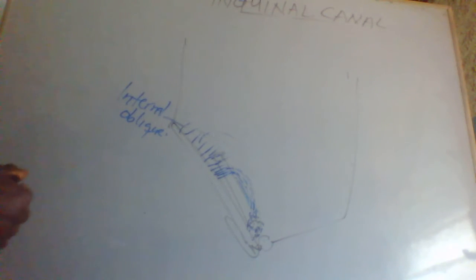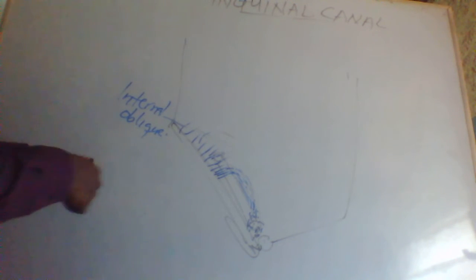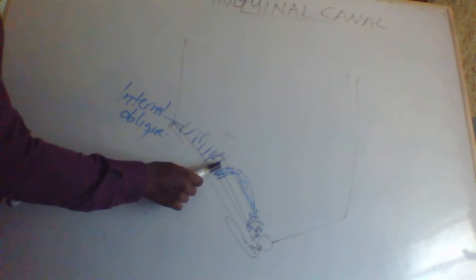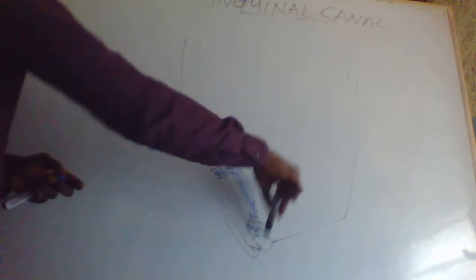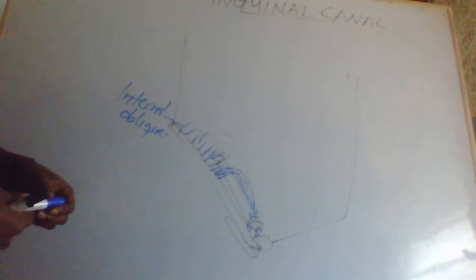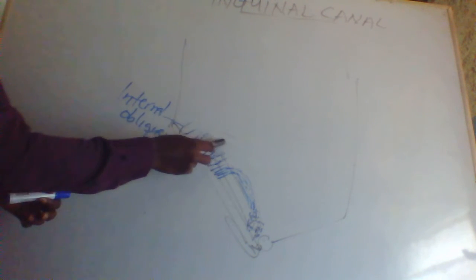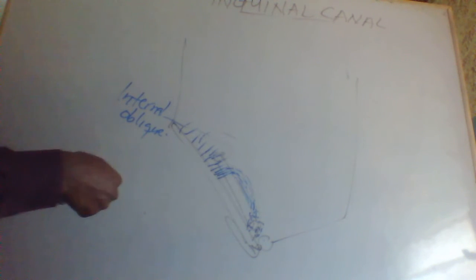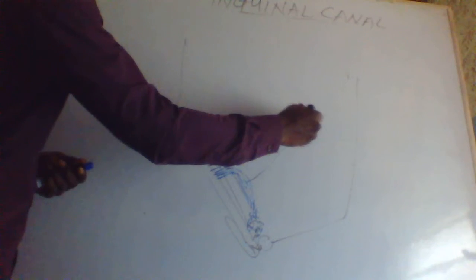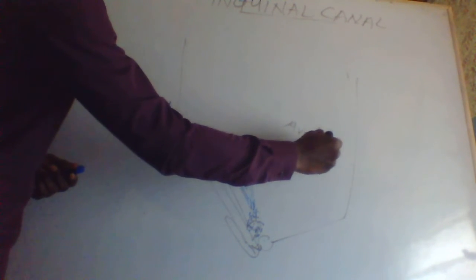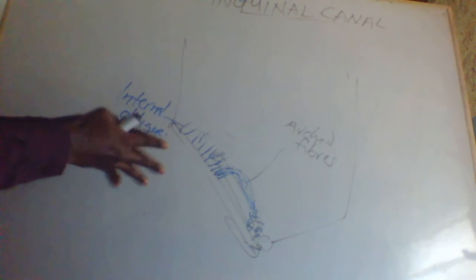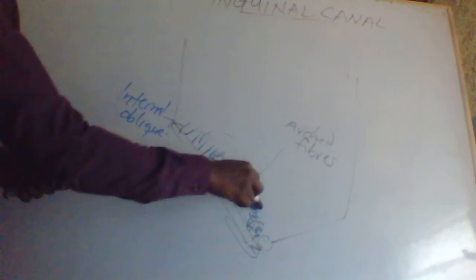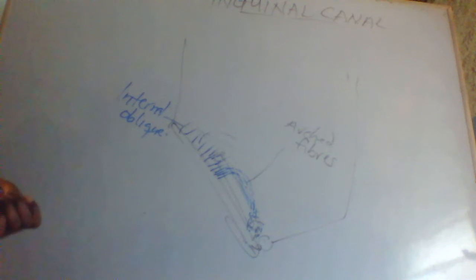Okay, I'm continuing. So, as I said in the first video, the internal oblique will begin in front of the inguinal canal, then pass over the inguinal canal, then go at the back of the inguinal canal. The transversus abdominis will also join those here. So they will form something called arched fibers. Because they are together, they will form arched fibers of the internal oblique and the transversus abdominis muscles, and they will both go at the back of the inguinal canal.